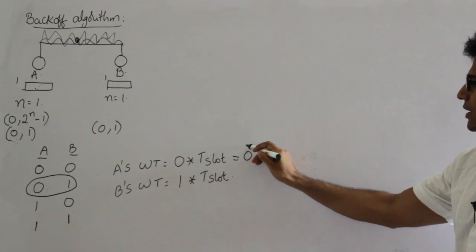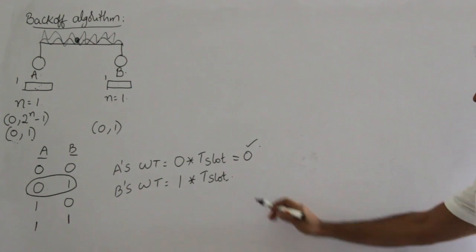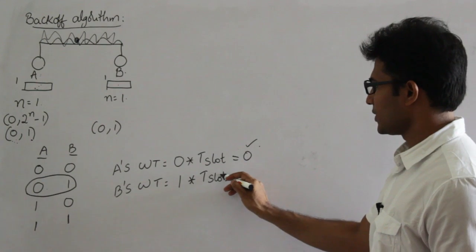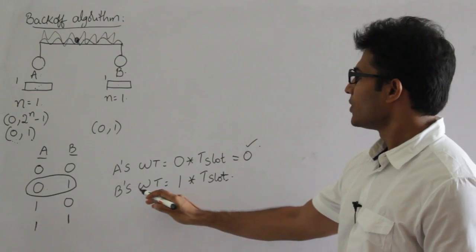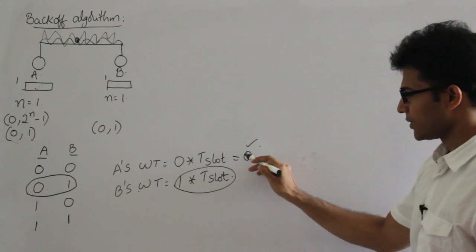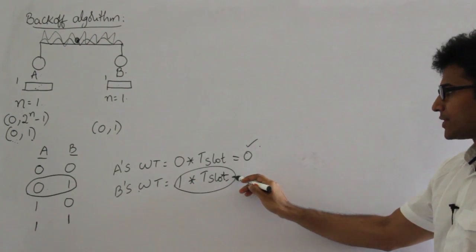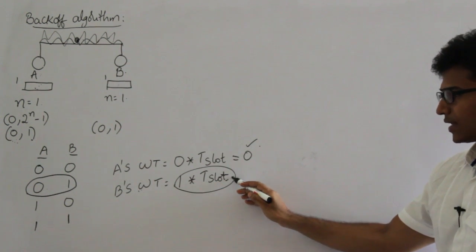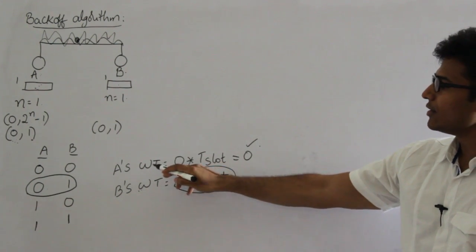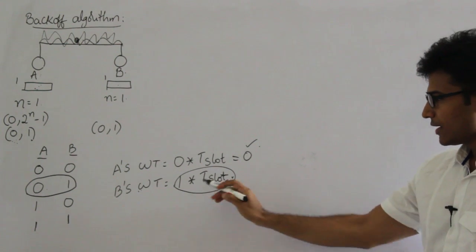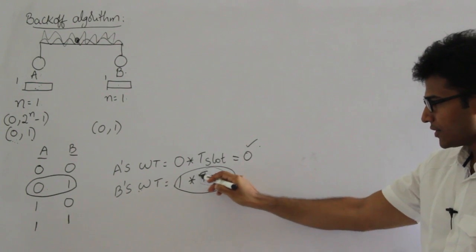So which means A need not wait at all, B has to wait for 1 time slot before it starts the packet again. From this you should understand one thing: B is going to wait for 1 time slot and A is going to immediately retransmit. Now this time slot will be set in such a way that even if B tries to send after this time slot, it will see A's first bit on its side.